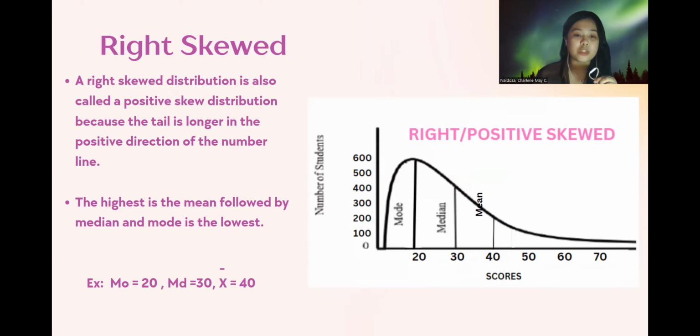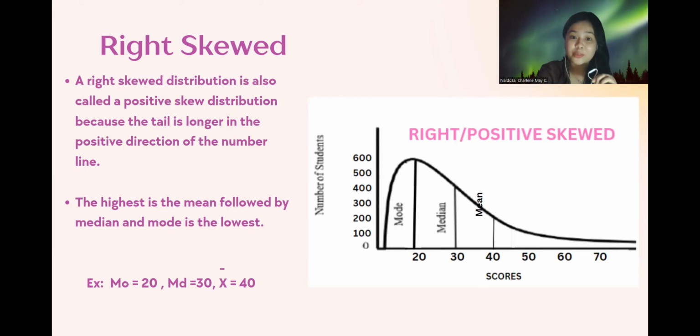Okay, so let's first look at the right skewed. A right skew distribution is also called the positive skew distribution because the tail is longer in a positive direction of the number line. As you can see, this is very understandable. This is right skewed because the tail is longer to the right side. We also call this positive skewed because in the x and y axis, as you can imagine, on the right side all the values are positive.